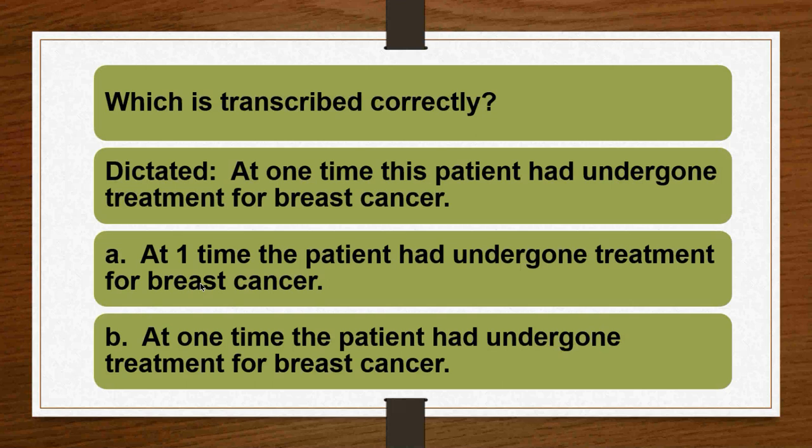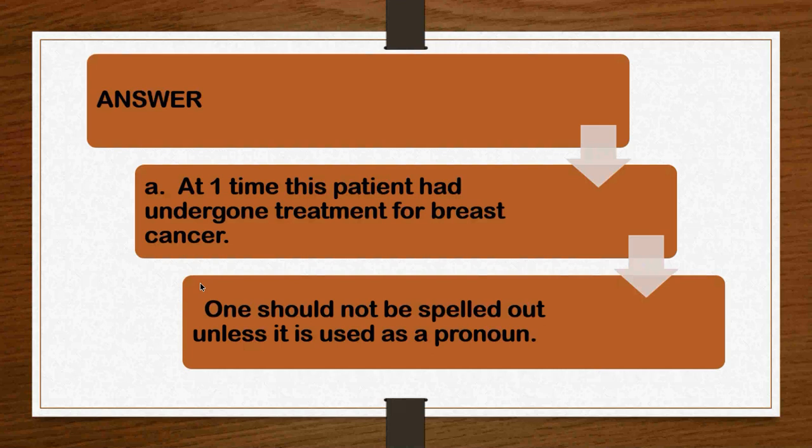All right. Choose the correctly transcribed sentence. At one time, this patient had undergone treatment for breast cancer. Okay, I'm seeing some mixed results here. Okay, the answer is, everybody? Is that everybody? A.